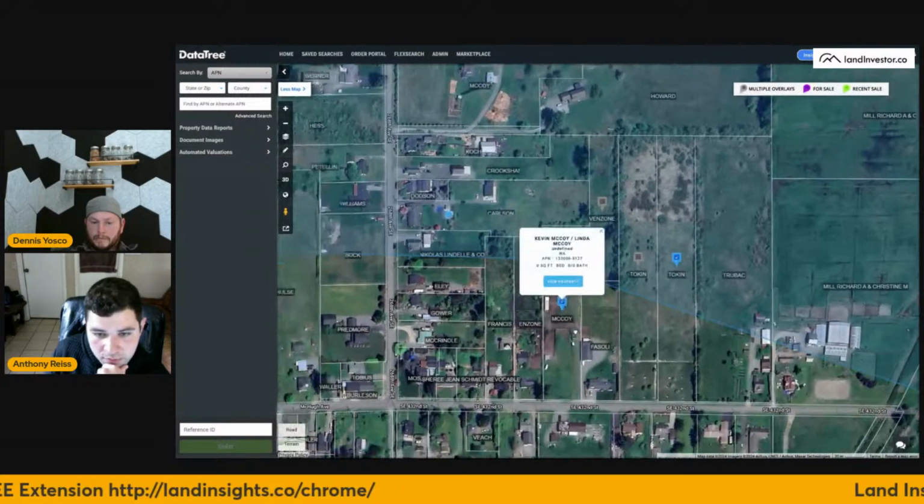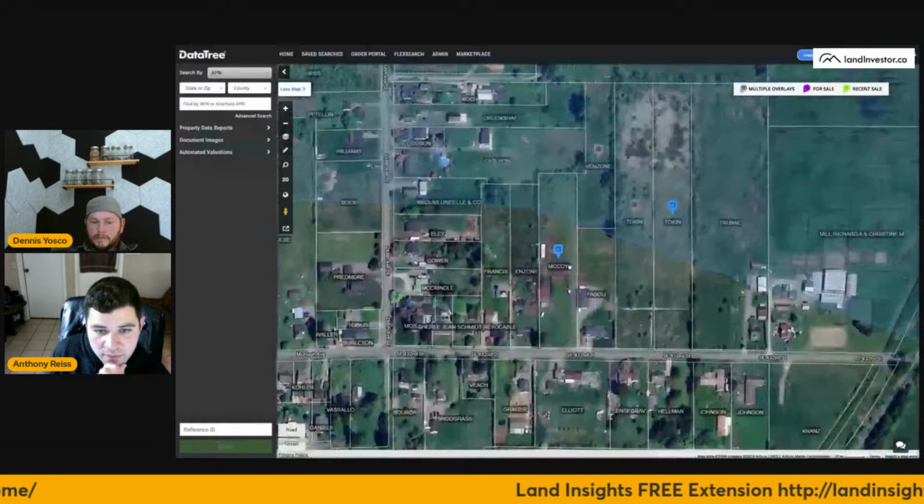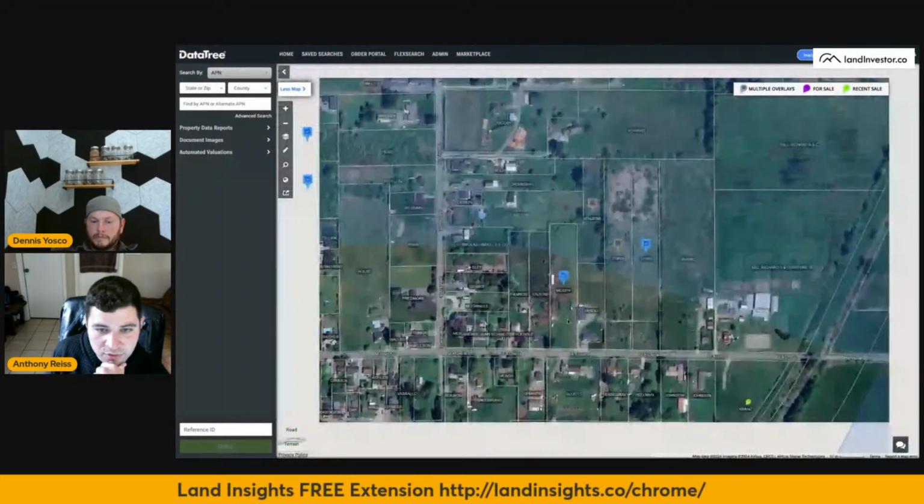McCoy. Why is that showing up as vacant? There's nothing on there. I'm gonna leave that one in, even though it does look like it has something on there. That's gonna be probably a nice buildable, usable lot.